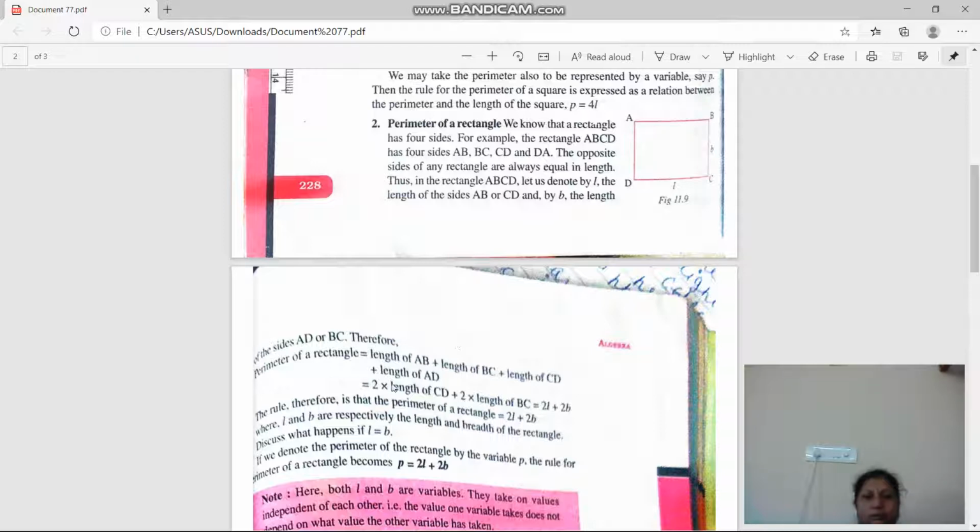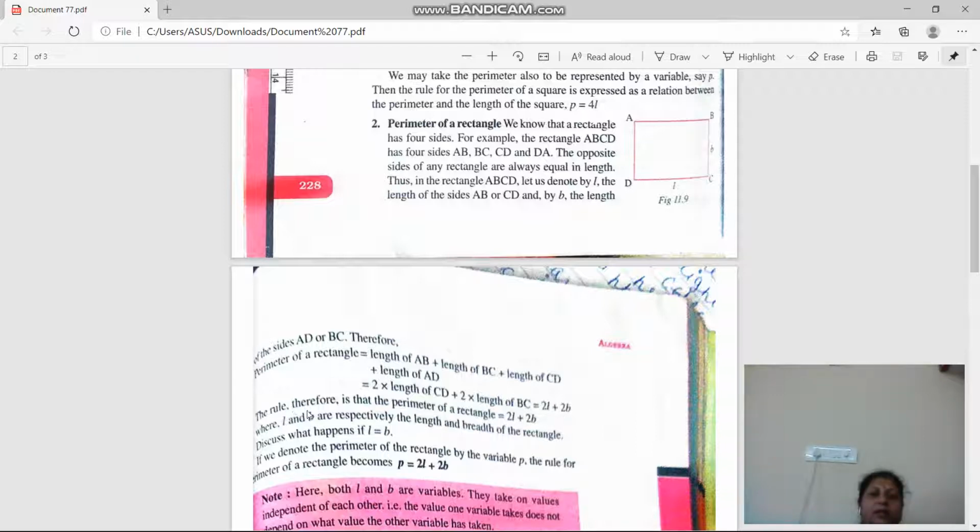So AB and CD are the same, right? So instead of length AB, we can take 2 times the length of CD. Get it? Then instead of side BC, we take the length of AD. So it is 2 times the length of BC. The length of CD is L and the length of BC is B. So it is 2L plus 2B. Now we can take 2 common, that is 2 times L plus B.